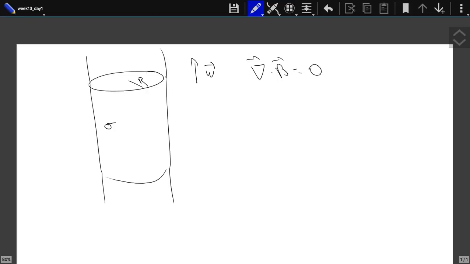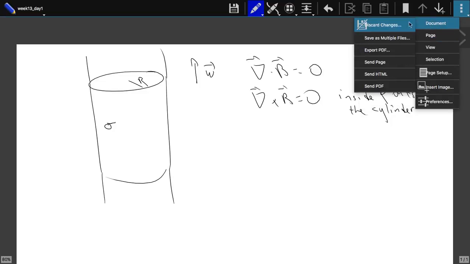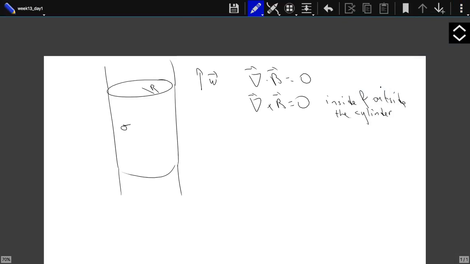Well, this is, in any way, it's always 0. The curl of B is equal to 0 inside and outside. Hence, in both regions, because the curl is 0, we can talk about a scalar potential, both inside and outside. So B would be minus the gradient of phi. Now, what else do we know about this phi? Well, what can we say about B to start with?